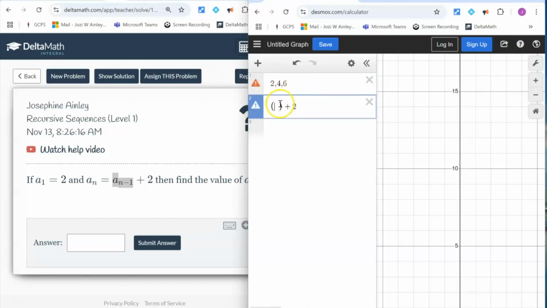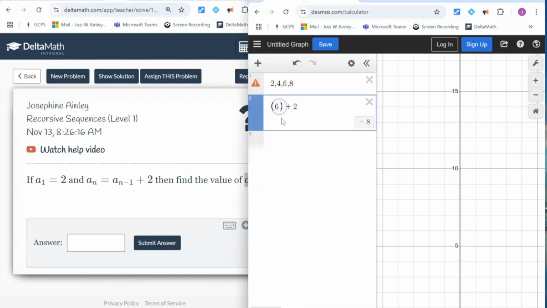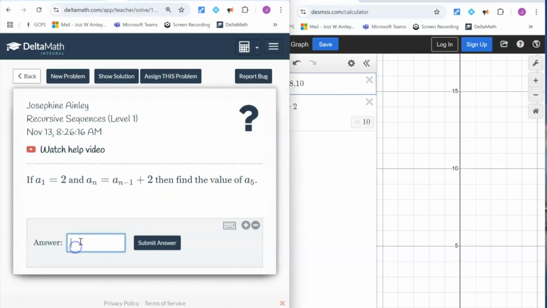I want to find the next one. Again, what does the formula say? Take the previous one, add 2. So my previous one is 6. So I'm going to put 6 in here. Add 2, it gives me 8, and so forth. And so again, in terms of terms, this is my first one, this is my second one, this is my third one, this is my fourth one, and it wants me to find my fifth one. So I need to do it one more time. So how do I find the next one? Take the previous one, and then add 2. So my fifth term is going to be 10.